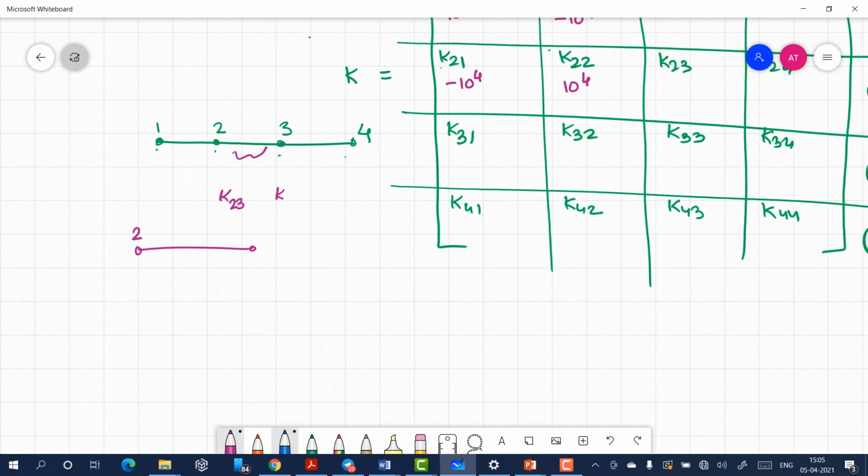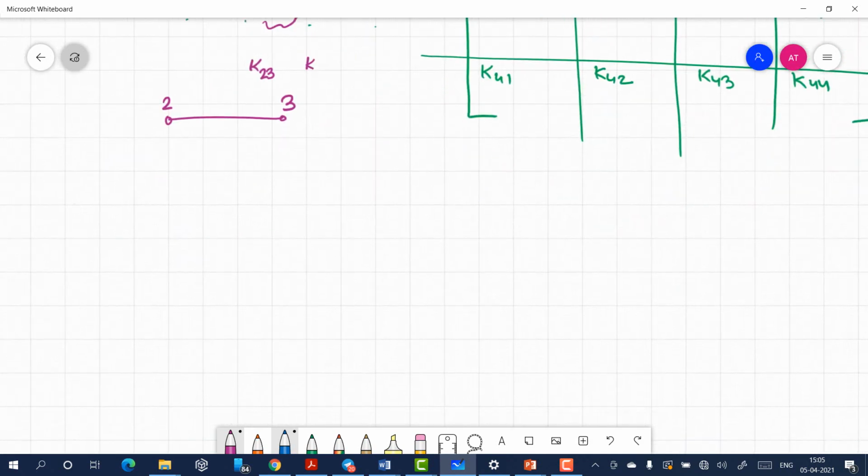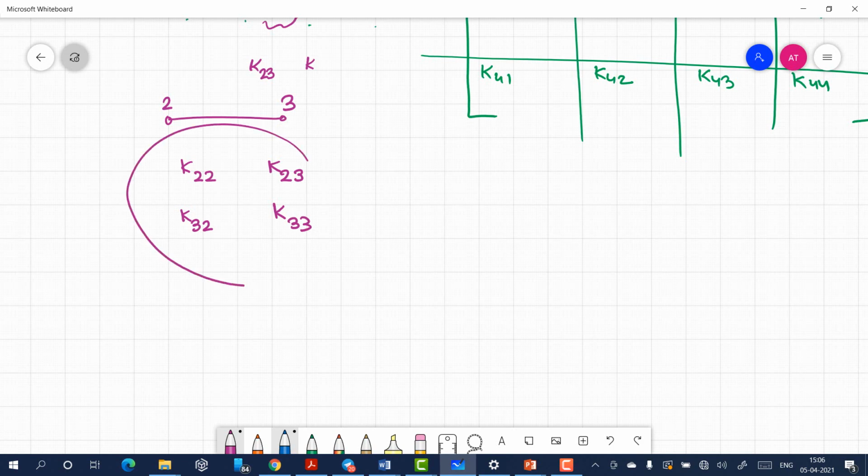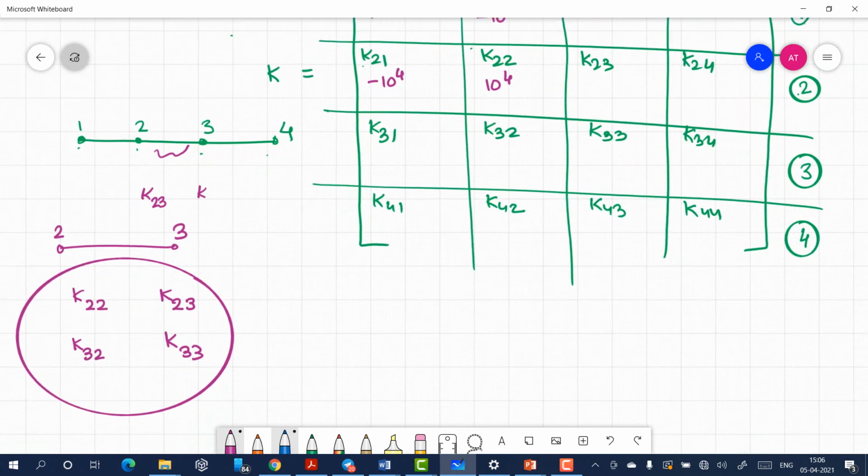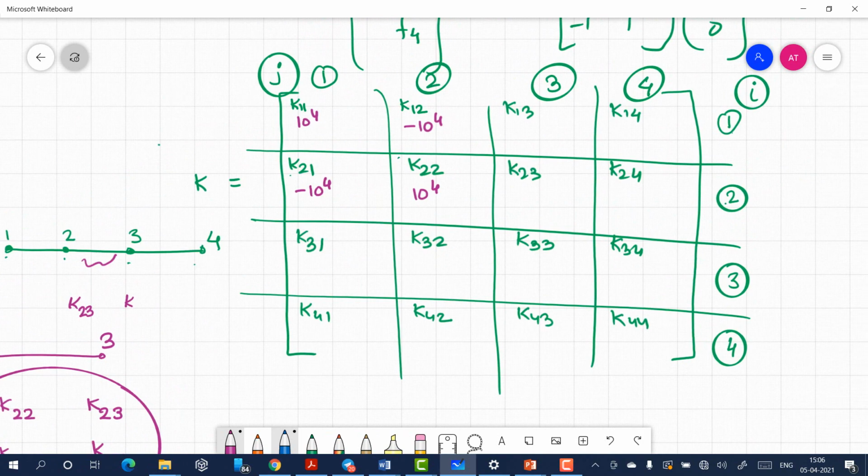In element number 2, I have node number 2 and 3. So the first component will be because of the displacement at node number 2 on node number 2, so K22. Then on 2, because of 3, at node number 2, and then I will have at node number 3 because of displacement at node number 2, and so on. So these will be the components of element number 2.